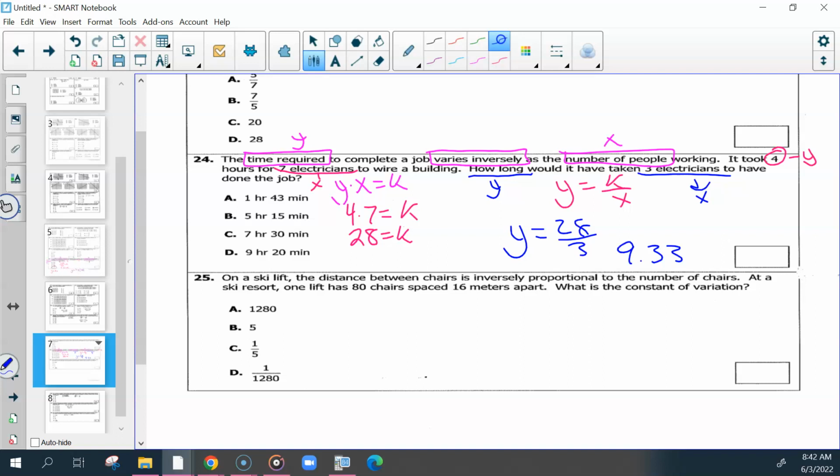So the 9 hours, the 20 minutes would be if I did 20 over 60, or 20 minutes out of 60 minutes, which gives us 1/3, which is why it's 0.3 right here. So it is D.